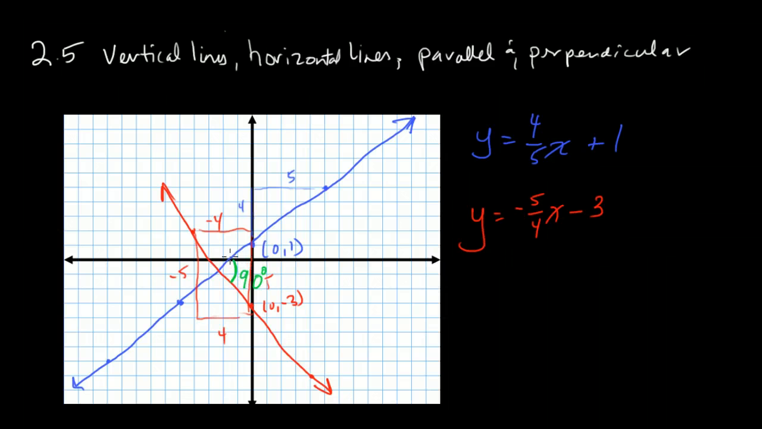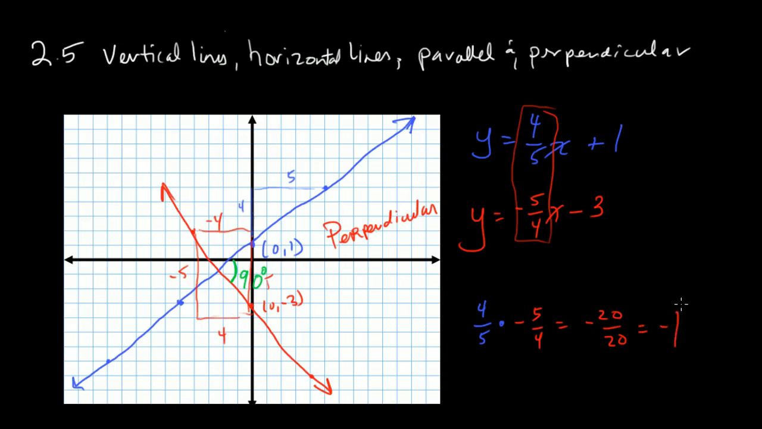Now, as we already said, their intersection creates a 90-degree angle, and typically we'll call that perpendicular. And let's take a look at what perpendicular lines do with the slope. If I take the slope of the blue line, which was 4 over 5, and I multiply it with the slope of the red line, which was -5 over 4, then I get negative 20 over 20, or -1. So you can always tell that lines are perpendicular when the product of their slopes is -1.